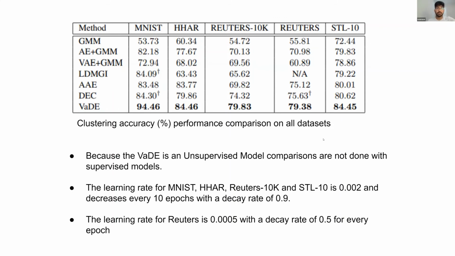All the models shown in the table are unsupervised models, and we are not comparing with the supervised models. The learning rate for MNIST, HHAR, Reuters 10K, and STL10 is 0.002, and it decreases every 10 epochs with a decay of 0.9. The learning rate for Reuters is 0.005, with a decay of 0.5 for every epoch. For Reuters the decay rate is higher.